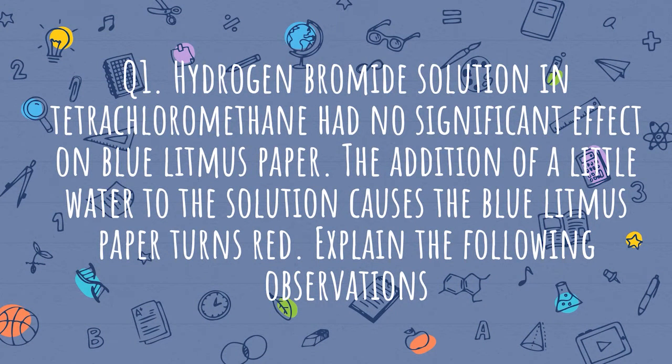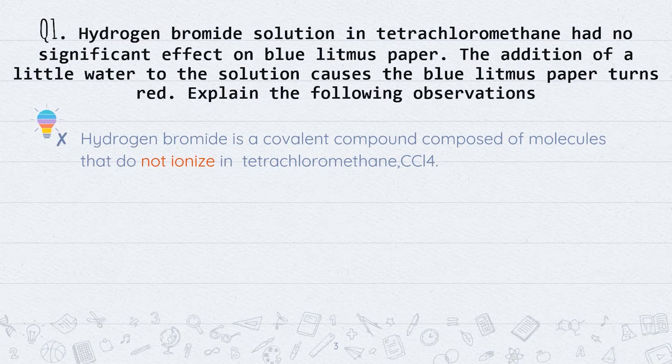Question number 1. Hydrogen bromide solution in tetrachloromethane had no significant effect on blue litmus paper. The addition of a little water to the solution causes the blue litmus paper to turn red. Explain the following observations. To answer this question, it can be written that hydrogen bromide is a covalent compound which is composed of molecules that do not ionize in tetrachloromethane.